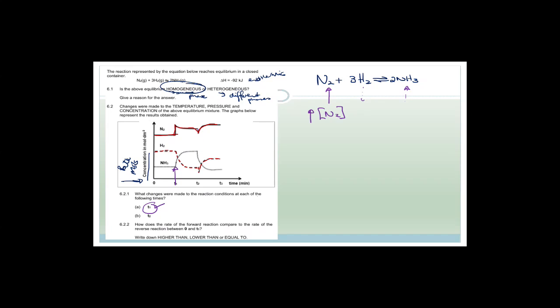Let's have a look at what happened at T2. At T2, we've got a sharp downward spike of both the nitrogen and the hydrogen, and then it goes up, whereas the ammonia goes down. Do you see the concentration had a super fast spike down? So what do you think happened, and what was favored? Do you agree that the reverse reaction was favored? We favored the reverse reaction.